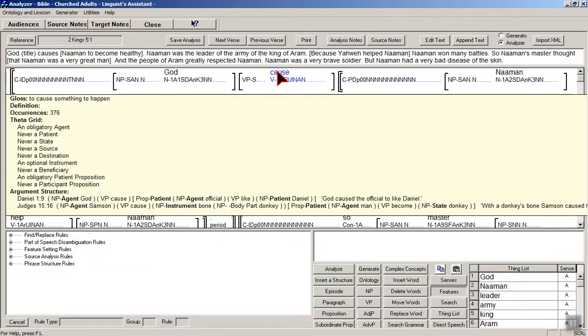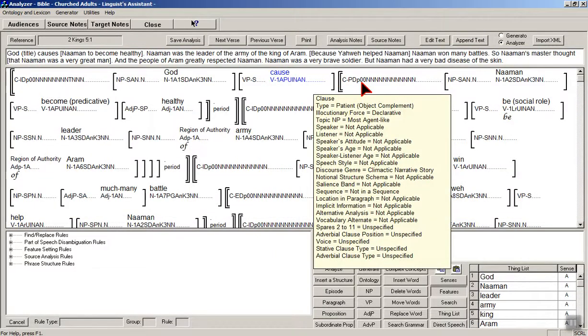Now if we put the mouse over cause, it tells us the arguments to cause something to happen. There's an obligatory, look over there in this cream colored box that popped up. And theta grid, which is the argument structure, has an obligatory patient. So that's God in this case. And they're an optional instrument. Well, we don't need that. That would do something with something. An obligatory patient proposition. So it has to have a proposition. God causes something to happen. That should be in the subordinate clause.